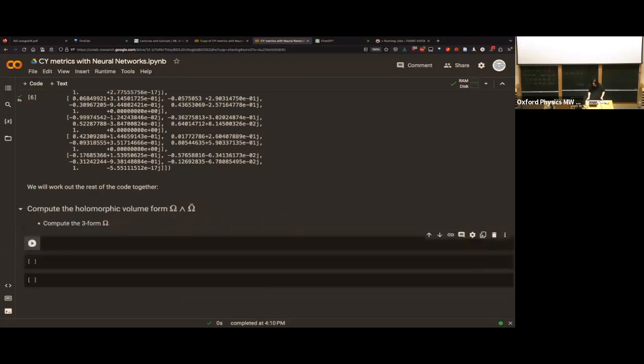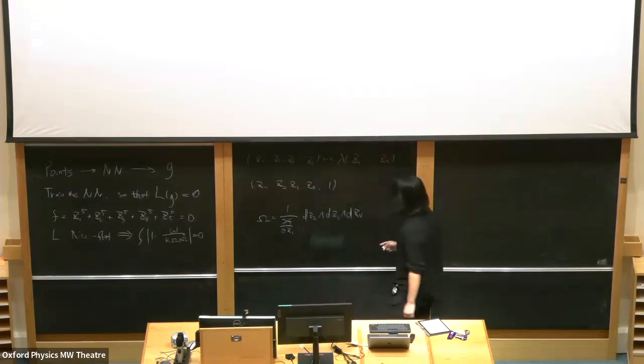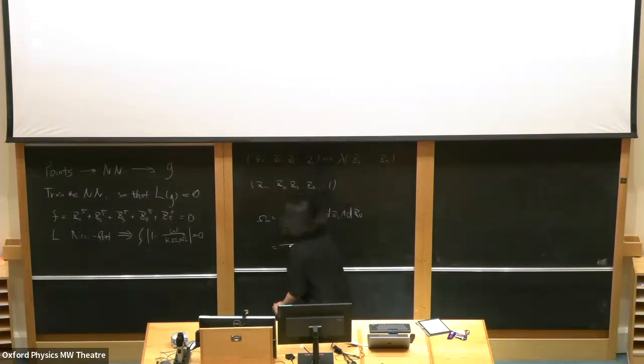This is defined as omega equal to 1 over partial f partial z1, times dz2 wedge dz3 wedge dz4. Now you can actually put any coordinates here. This is also equal to 1 over partial f partial z2, then dz3 wedge dz4 wedge dz1, maybe up to a sign. But basically, you can put any coordinates.